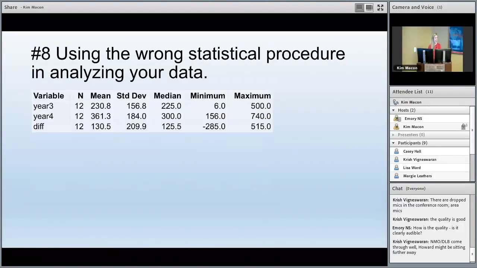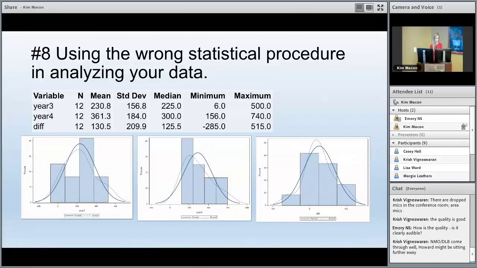Just running some basic descriptive statistics, we basically have the mean and the standard deviation here and the median. So you'll note that the mean and the median are quite similar in most of these cases. But notice here, despite the mean and the median being similar, there's a large standard deviation in the difference between the 2 years. And it's likely because of that outlier.